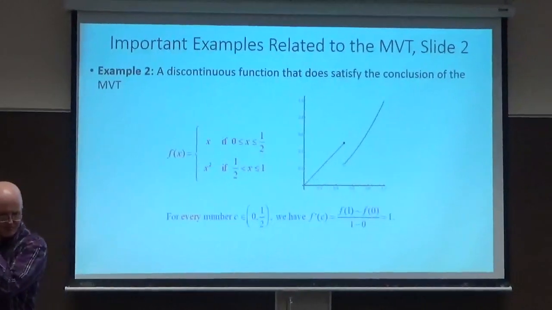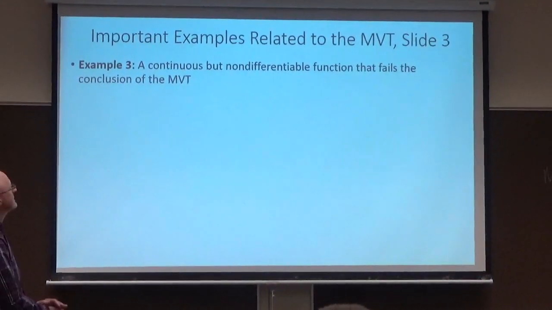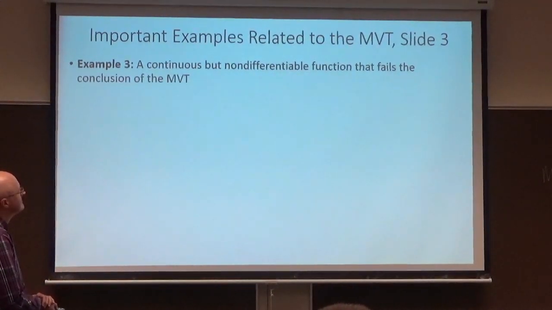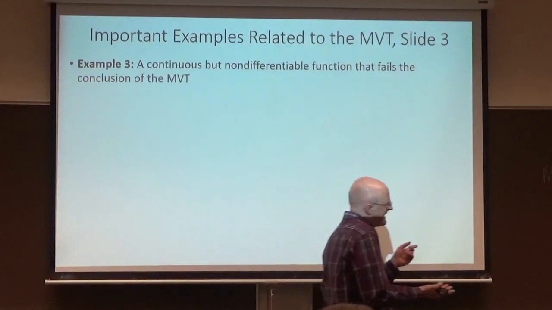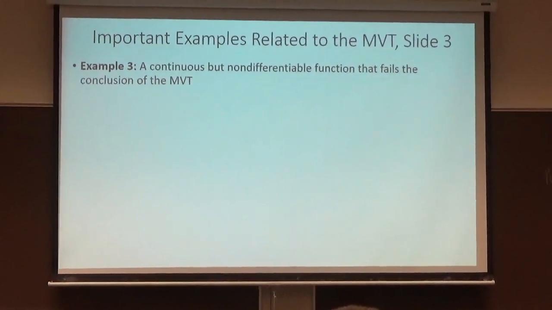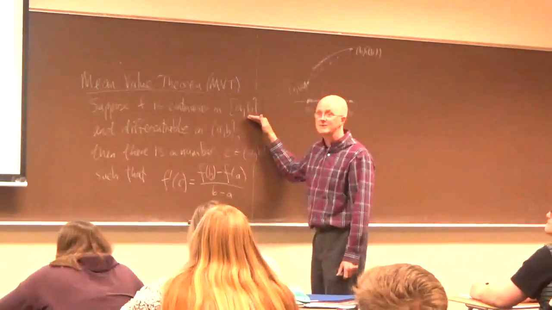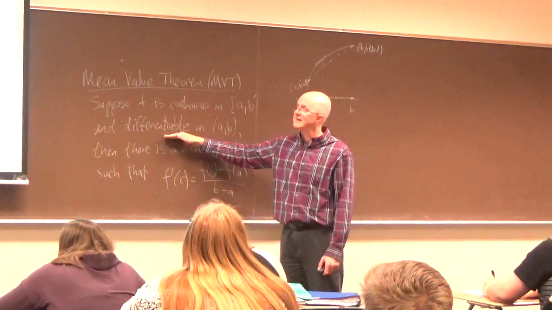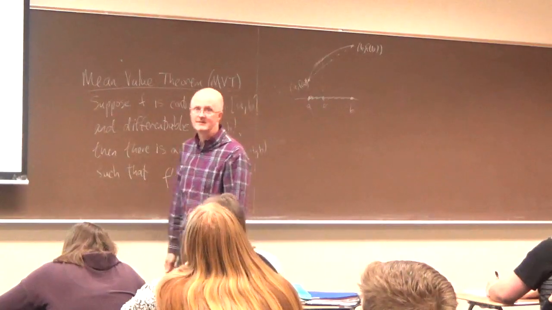Here's the third example. Here's a continuous function that's not differentiable. And it fails the conclusion of the mean value theorem. So it partially, come back over here again, partially satisfies the hypotheses. It is continuous on the closed interval, but it's not differentiable there. It's your old friend, the absolute value function. Its graph has a corner in it.